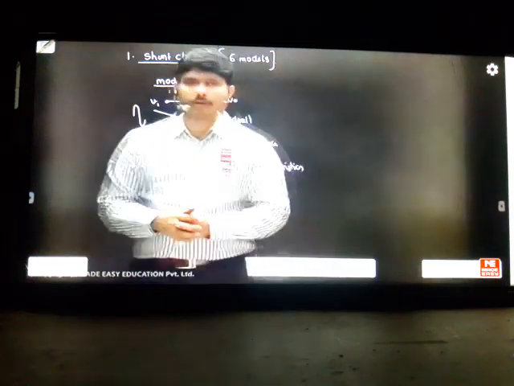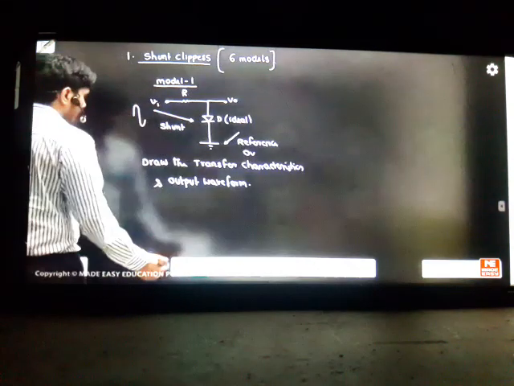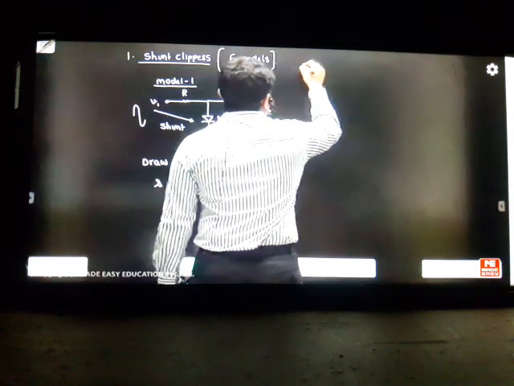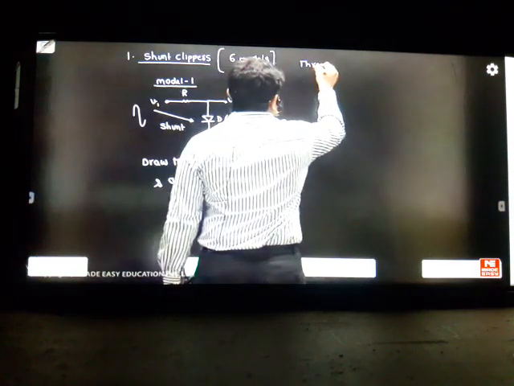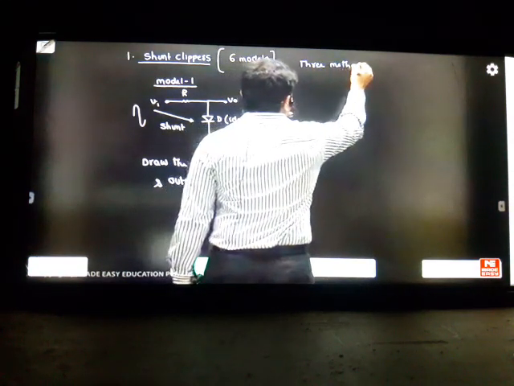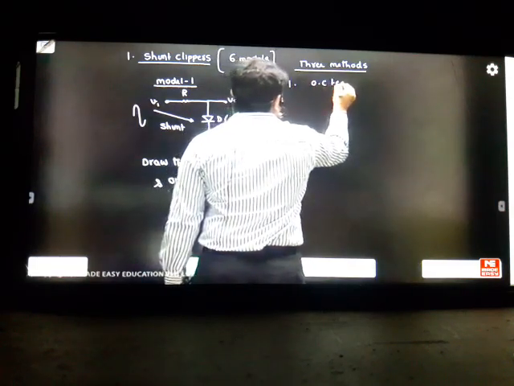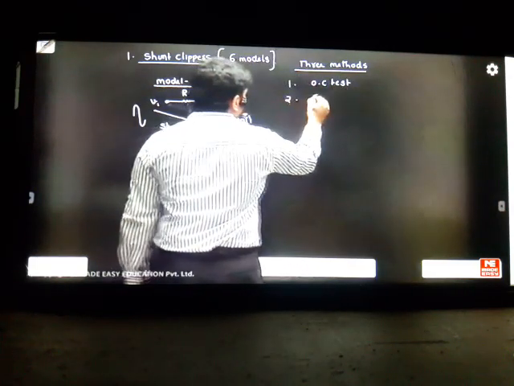But what are the methods we can use to solve this problem? First, I'll give you the confirmation: we can actually use three methods to solve this problem. The most popular method is the open circuit test. This is one popular method. Second, we can go for a short circuit test.